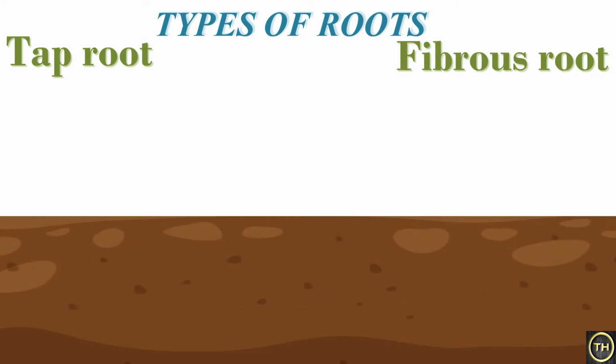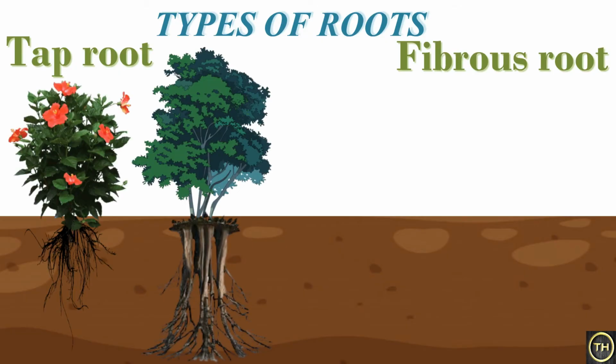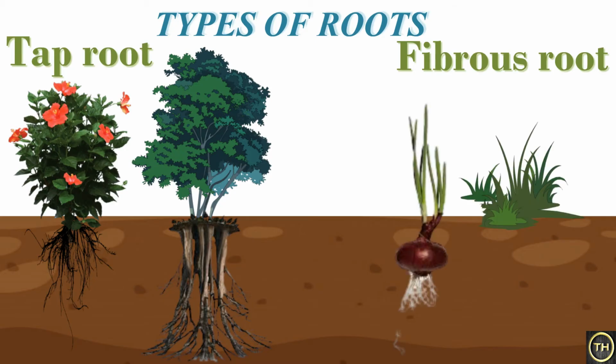Now, what are tap roots? Tap roots are thick and strong. Examples of tap roots are hibiscus, banyan. Now we'll see about fibrous roots. What are fibrous roots? Fibrous roots are thin and weak. Examples of fibrous roots are onion and grass.